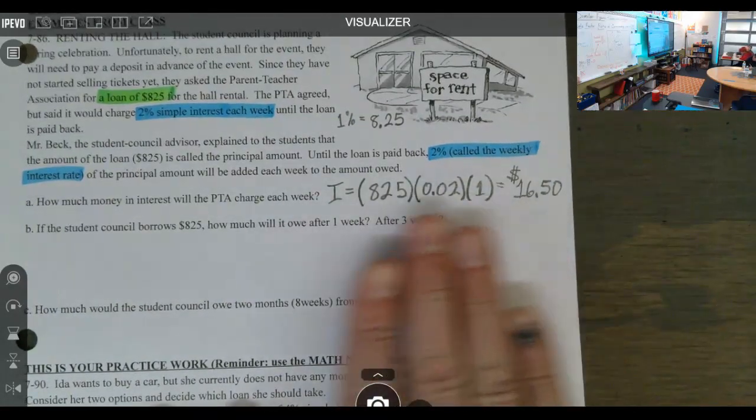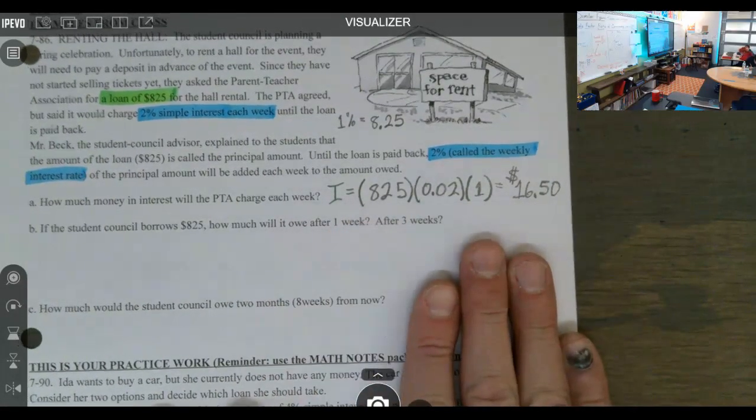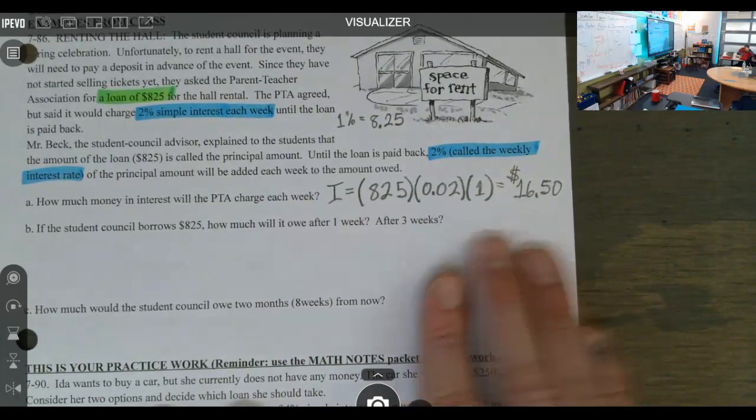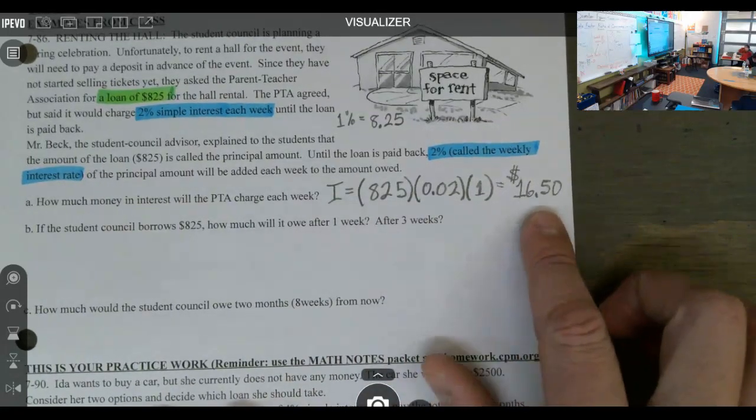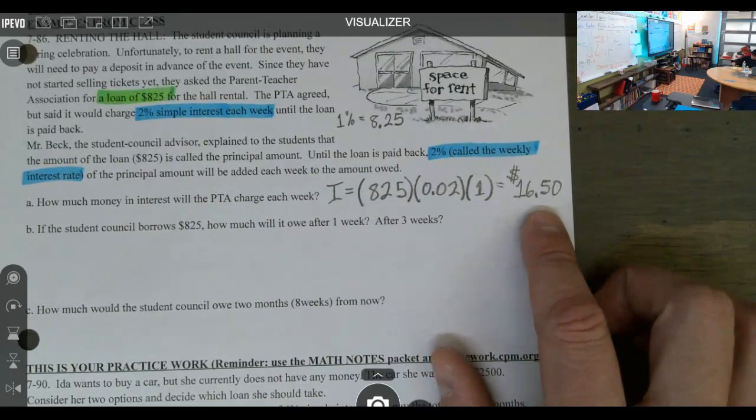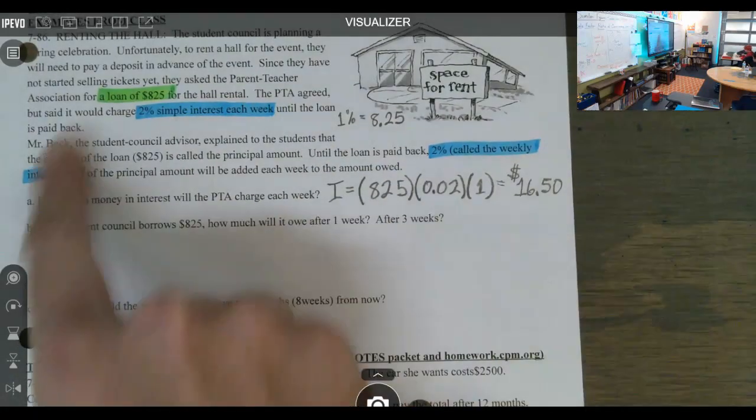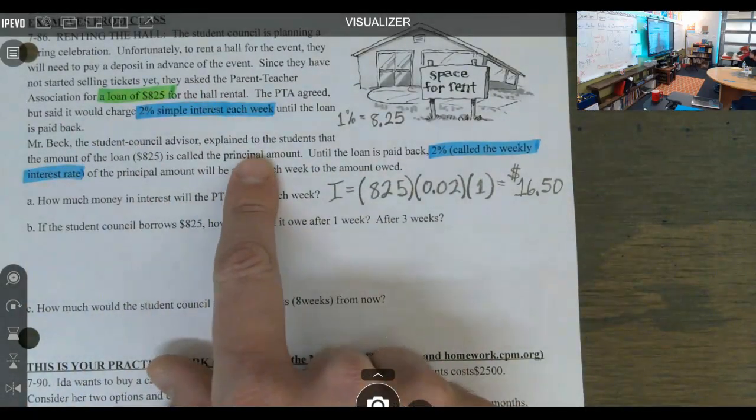Not bad, right? But it kind of sucks. We're going to have to pay an extra $16 back for every week that we've borrowed the money. I don't know that the PTA would actually do that to us, but it is a good learning experience.